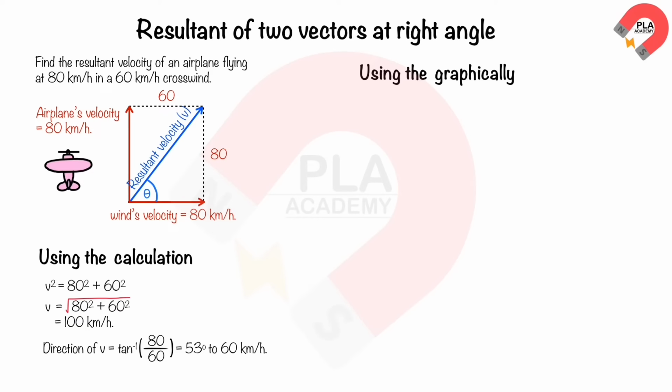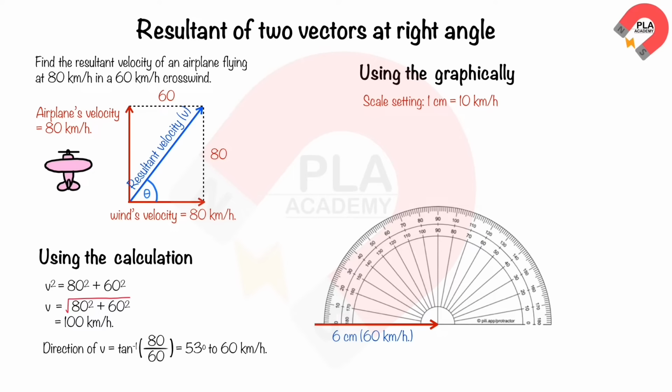Find the resultant velocity graphically. Set the scale 1 cm to 10 km per hour. Draw the velocity of 60 km per hour to the right for 6 cm. Measure the angle at the head of the 60 km per hour velocity using a protractor as 90 degrees. Link the head of the 60 km per hour velocity to the tail of the 80 km per hour velocity. Draw a velocity of 80 km per hour for 8 centimeters. The resultant velocity is formed by connecting the tail of the 60 km per hour velocity to the head of the 80 km per hour velocity.